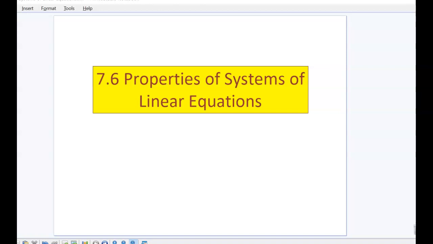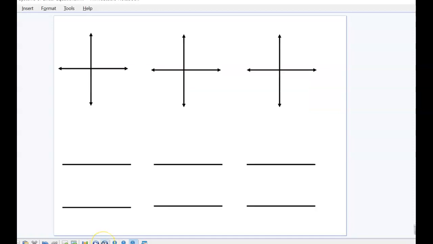In section 7.6, we're going to look at properties of linear systems. Now, let's stop and think about the different possibilities of two lines being drawn on a graph. The first case is I could have line 1, and I could have line 2. And if you notice, these two lines have one meeting point.